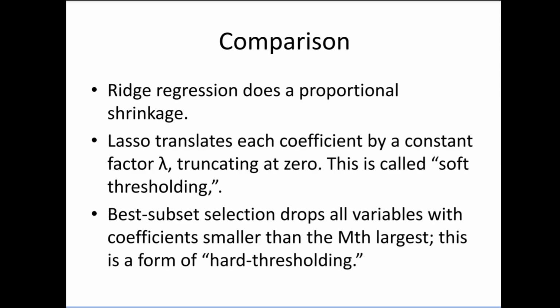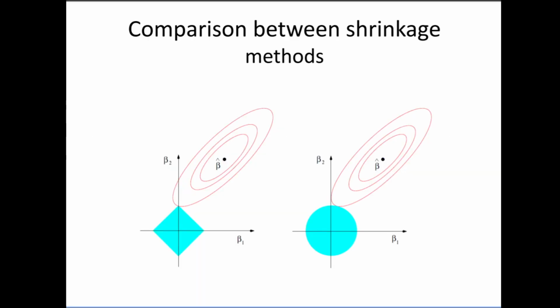But in case of best subset selection, we are dropping all the variables which have coefficient smaller than the mth largest. So in subset selection, you will be keeping, okay, if I have 100 independent variables, I only want 40. So 60 will be thrown out. They are directly thrown out, and that is why it is hard thresholding. The data is no longer entertained by the model itself. That's the reason. Now, these shrinkage methods, visually.